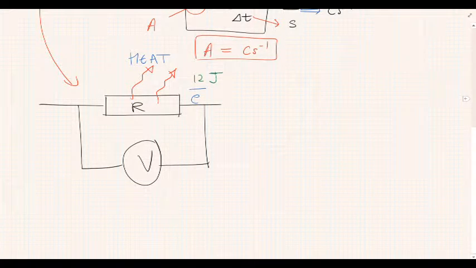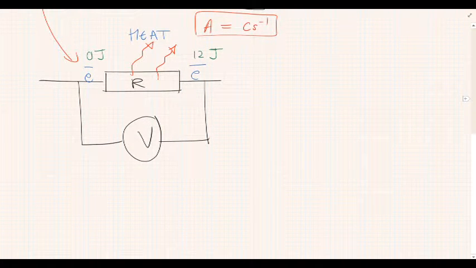As it moves across the resistor and there's a lot of collisions, and it collides with other atoms, energy is lost in the form of heat, or transformed into heat. So therefore the electrical energy that the electron had from the battery is going to be transformed into heat, and as the electron comes out the other side, it has lost that energy in the form of heat.